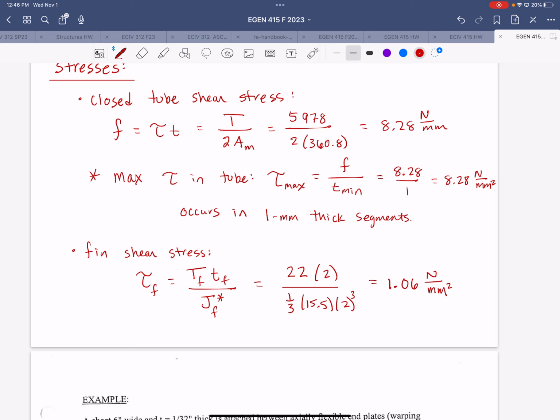So it's also interesting to note that the torque the fin takes compared to the tube is a much smaller percentage of the torque. But if you compare the shear stresses, it's still a decent amount of shear stress in the fin. So basically, open-ended fins do not perform well in torsion and should probably be avoided if you can help it. But sometimes you can't, so you have to know how to assess it.